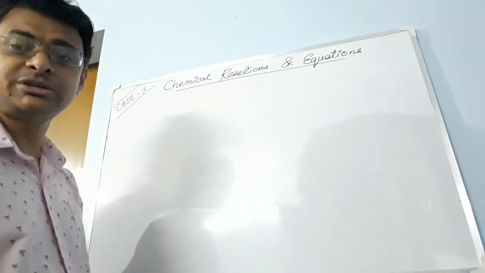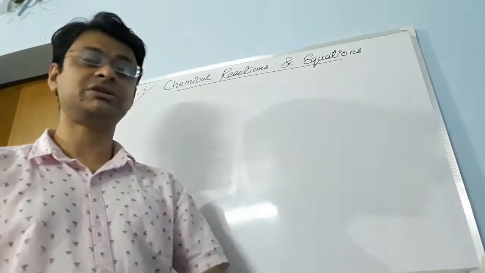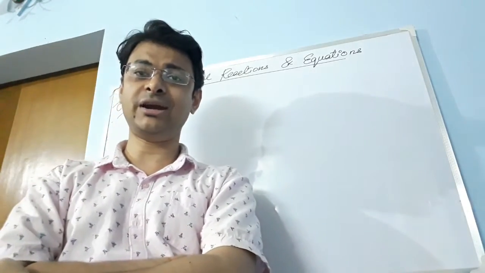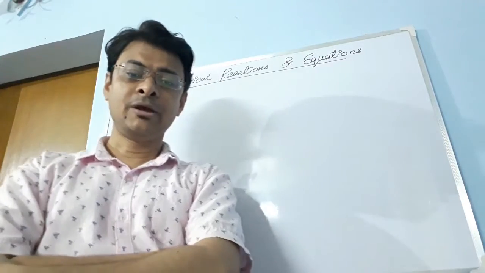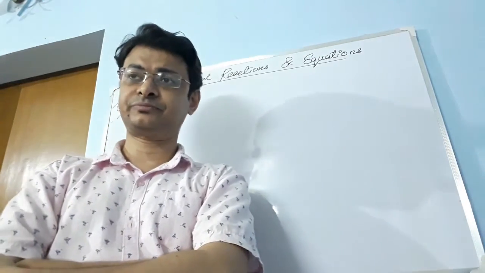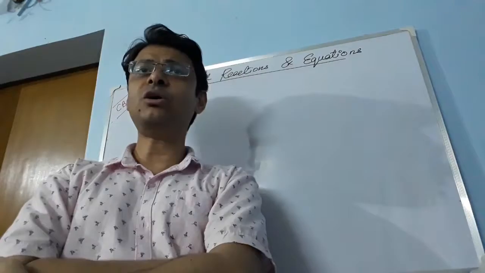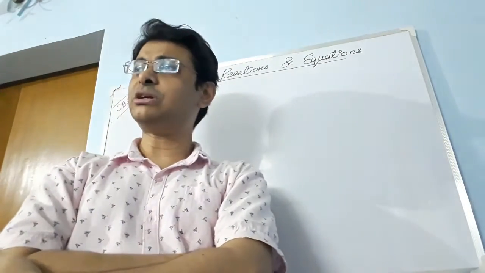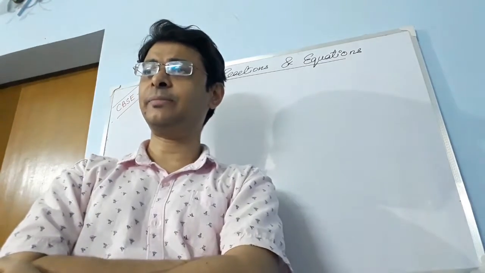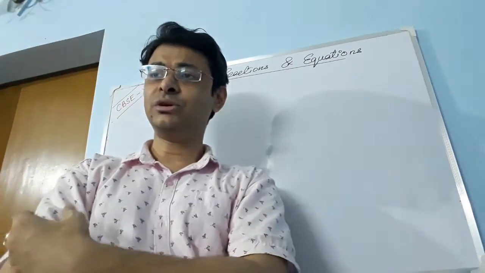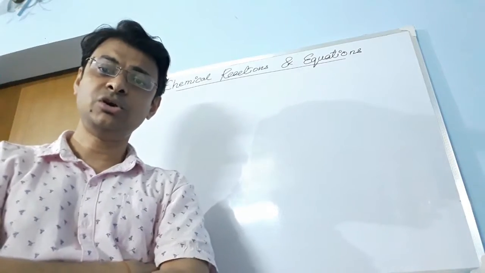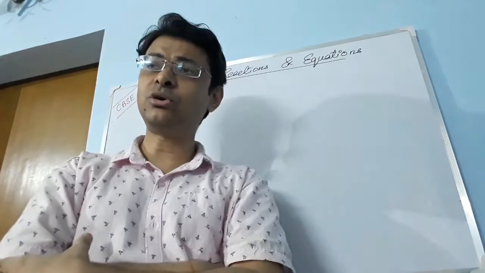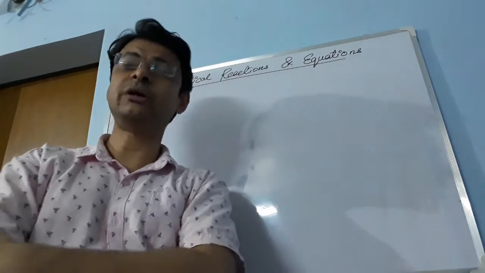So before we start the chemical reaction and equation chapter, first we have to understand some of the things which we have read in our earlier classes. Now what is a chemical reaction? A number of reactions are taking place in and around us every day, which are chemical reactions. For example, we are taking food, the digestion taking place in our body, we are cooking the food, that is a chemical change. The breakdown of the food is also a chemical change.